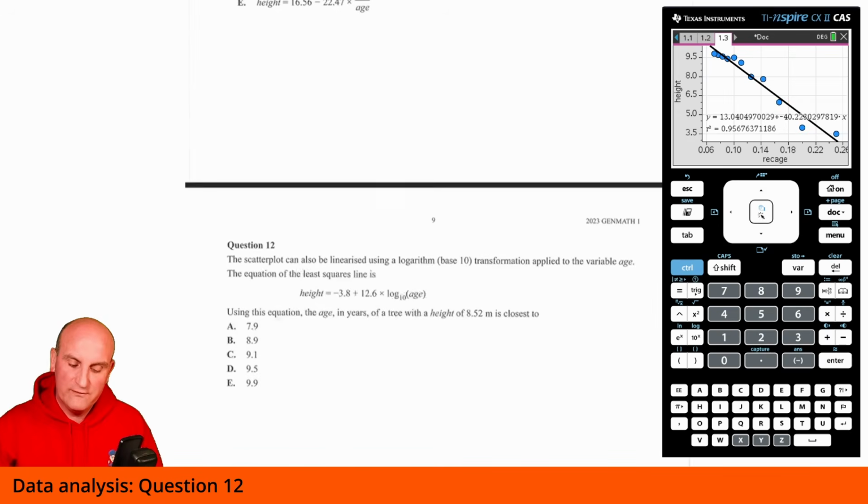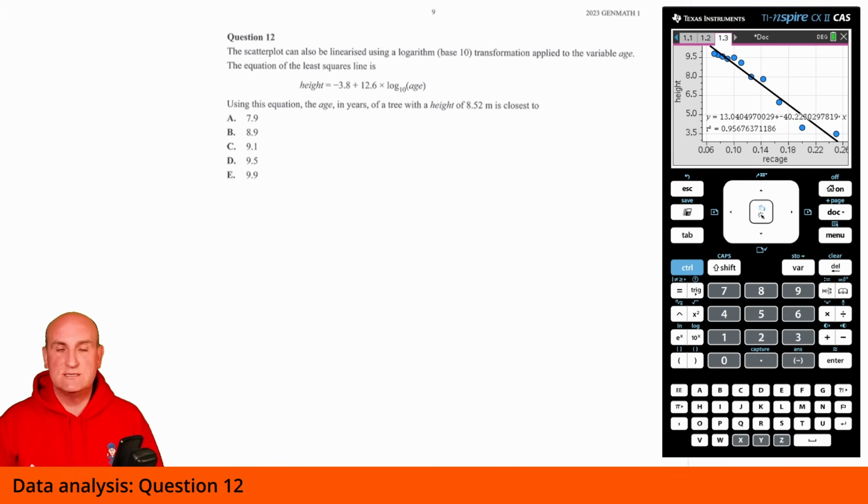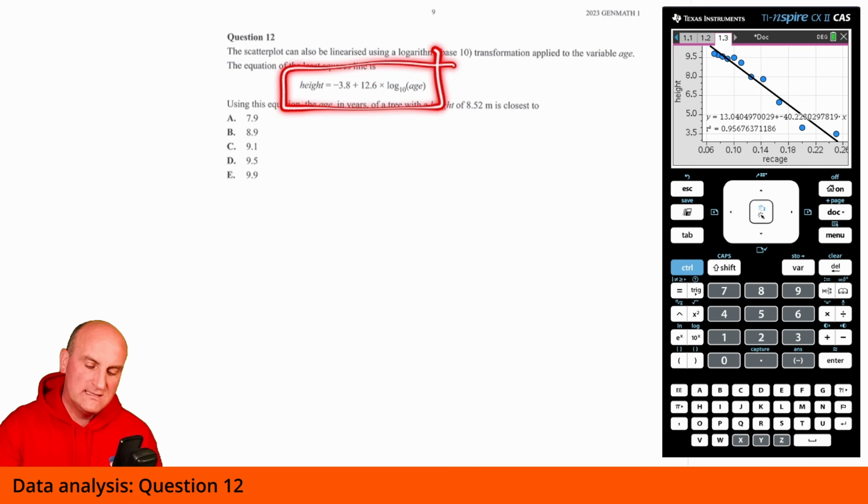Okay, carrying on. So again, if I'm honest with you, and I don't mean this to make any of you out there feel bad, but I think this was a relatively fair paper so far. There are some questions coming up that I'm like, but anyway, the scatter plot can be used to linearize using a log base 10 transform applied to the variable age. The equation of the least squares line is this. Using this equation, the age in years of a tree with a height of, so they're doing it backwards. They're giving me an equation and they're telling me the height.